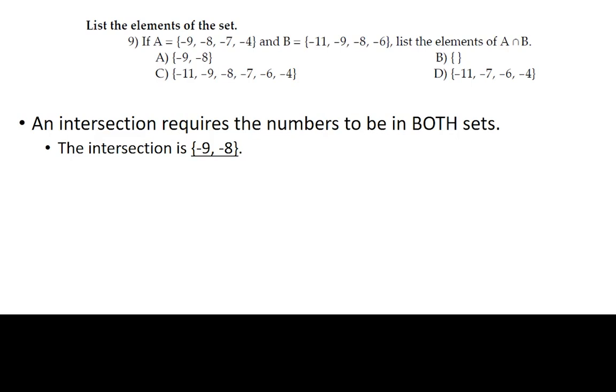That's not a union. That's the upside down union symbol. That's intersection. And we remember that an intersection requires the number to be in both sets. Union would be one or the other. Intersection is and. It has to be in A and in B. And the only numbers that are in both A and B are -9 and -8. So -9, -8 in a set, that is the answer.